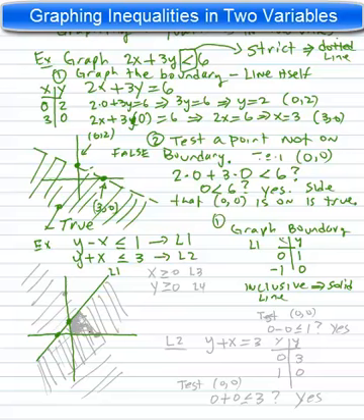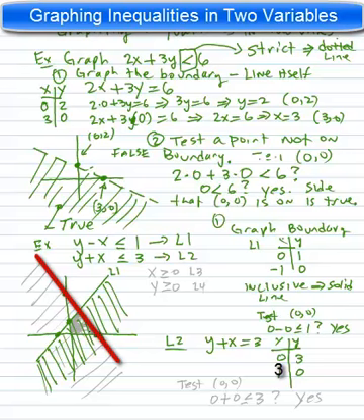So the next step would be to figure out what side to shade. Let's test (0, 0). Is 0 minus 0 less than or equal to 1? Yes. Shade the side that (0, 0) is on. Next, look at L2 as the boundary. It's y plus x equal to 3. Look at the table of values. When x is 0, y will equal 3, and when y is 0, x is equal to 3. (0, 3) and (3, 0). And draw the line passing through those 2 points.